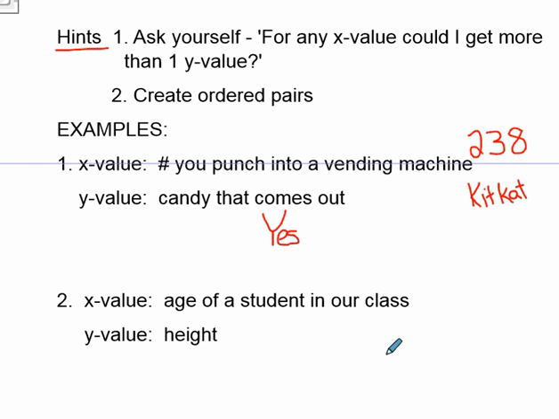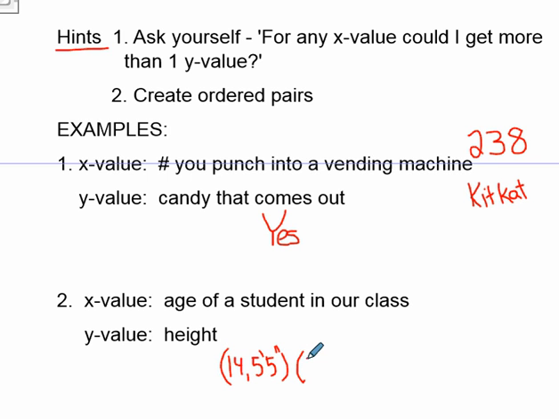The X value is the age of a student in our class, and the Y value is their height. So let's think of some examples. Now, if I have a student that is 14 years old, they might be 5 foot, 5 inches tall. So there's an ordered pair.